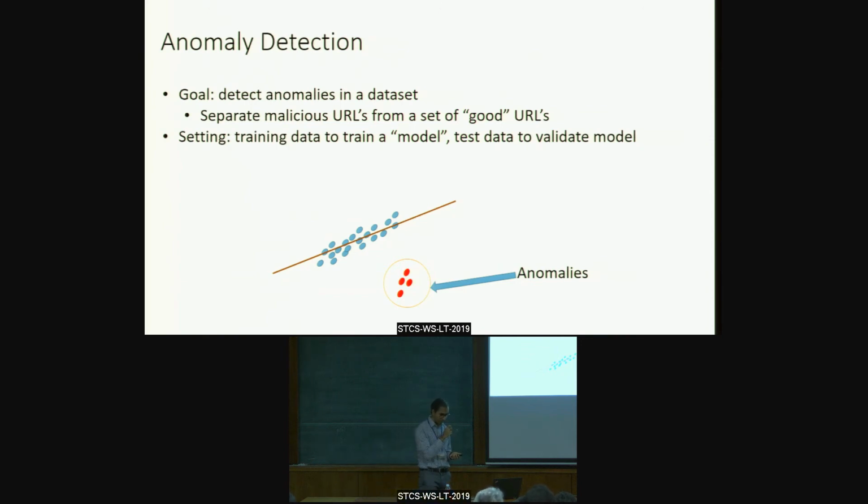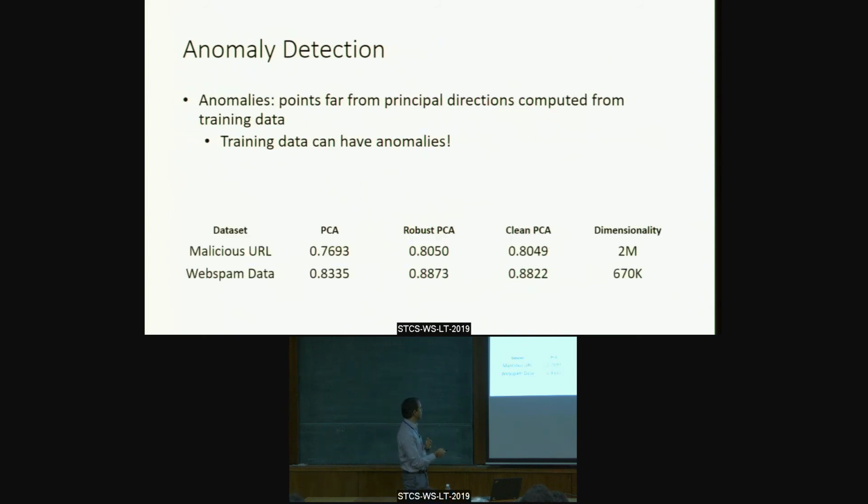So we applied it to this malicious URL detection task. The task was, given a bunch of URLs, find out the anomalous or malicious URLs. A simple approach to do that is you take your URLs, embed them in some vector space using TF-IDF embedding. Then you do PCA on your data points. The intuition is that the anomalies, or the malicious URLs, will lie really far away from your principal subspace.